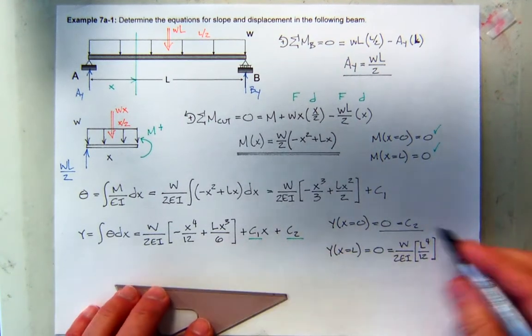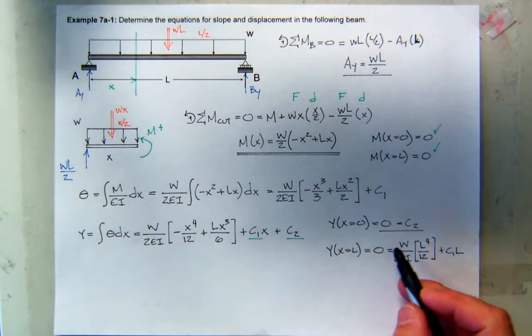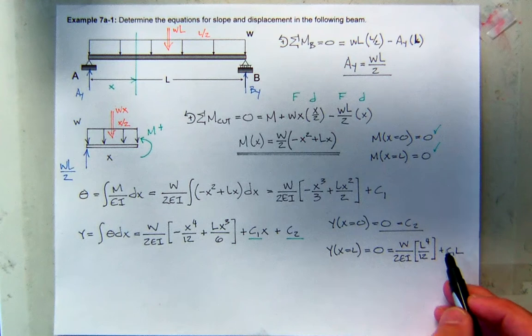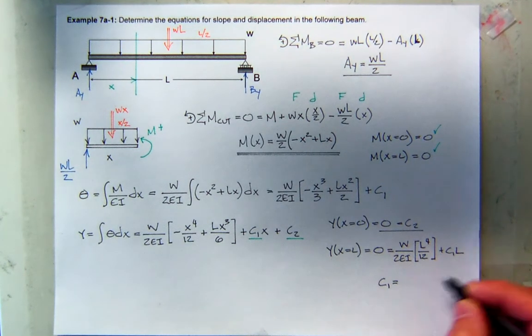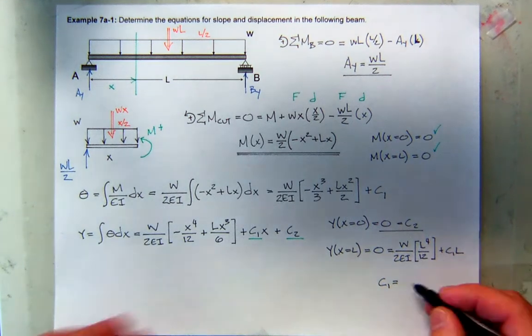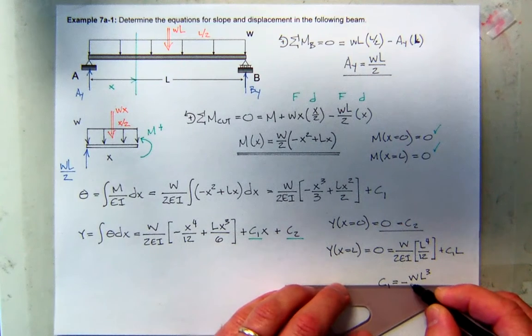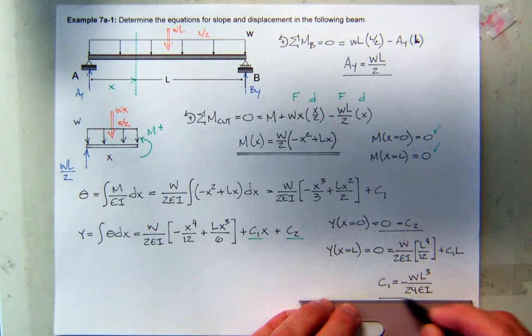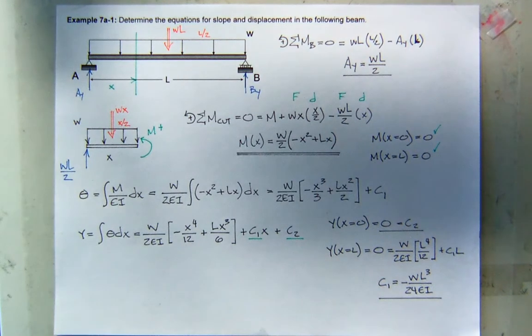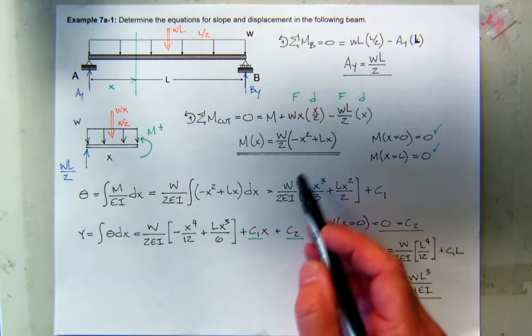And then I've got C1 times L. And that has to be equal to 0. So what value of C1 will make that equal to 0? A value of C1 equal to negative all that divided by L. So you get negative WL cubed over 24 EI. Now that I know C2 and C1, I have my expression for displacement, and I have my displacement for slope.